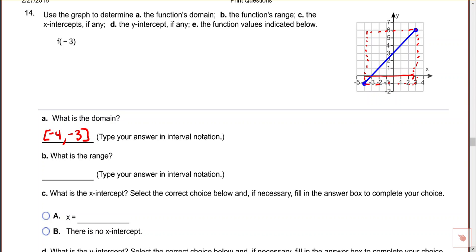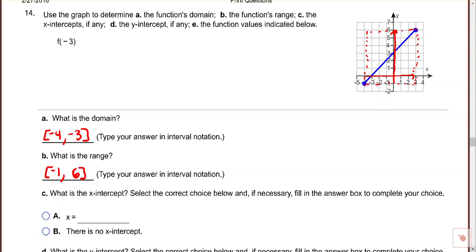Now it says, what is the range? Well, the range would go from bottom to top. So again, if I look at my box, I see that my box goes from -1 up to +6. And again, I have those closed endings. So my range is from -1 all the way up to +6. Okay, so if you can draw a box around your figure, that'll help you determine your domain and range.